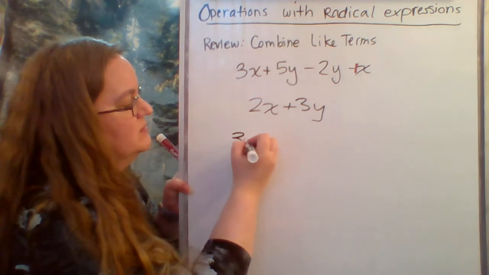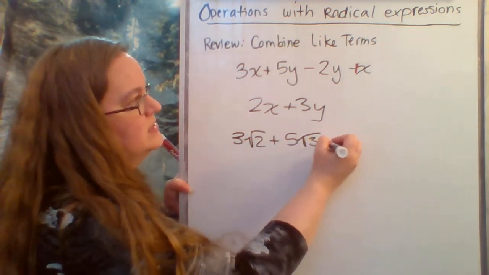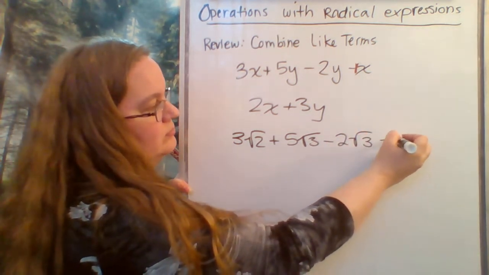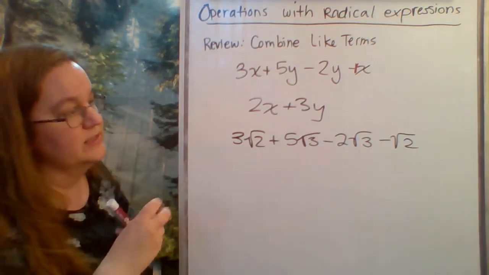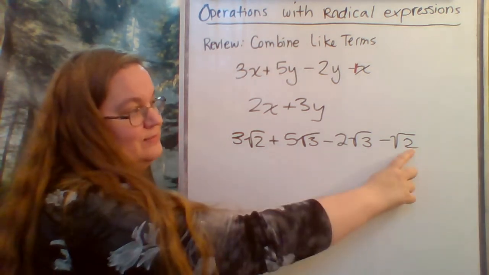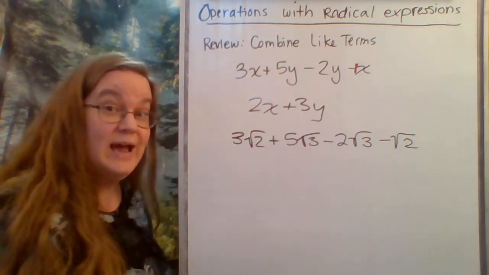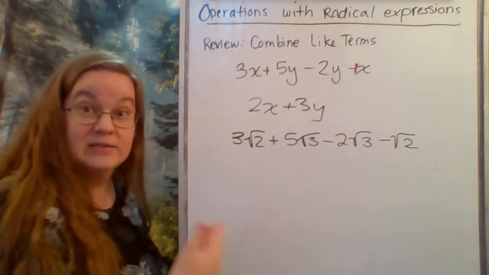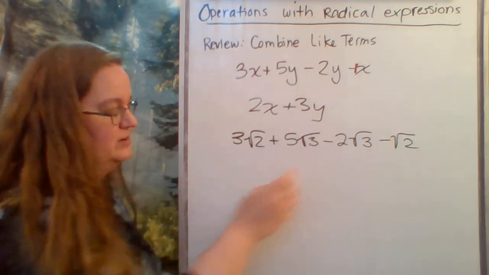So let's look at a similar expression, but this time with radicals. Okay. So when you're looking at this, things that have the exact same radicand, so 2 and 2, are considered like terms. So you can add and subtract them. Just like 3 and 3 can be subtracted or added because they're like terms. It has the same number under the radical sign.